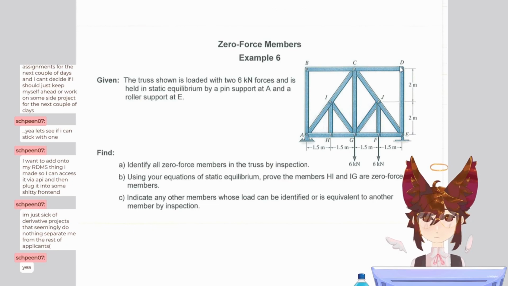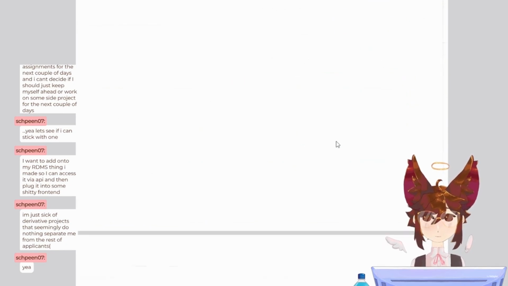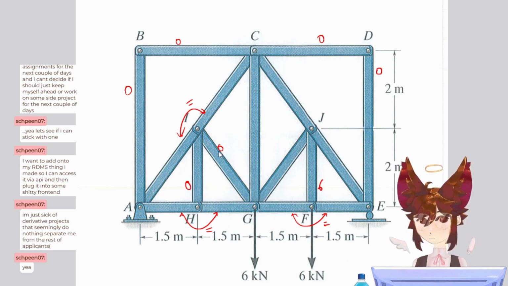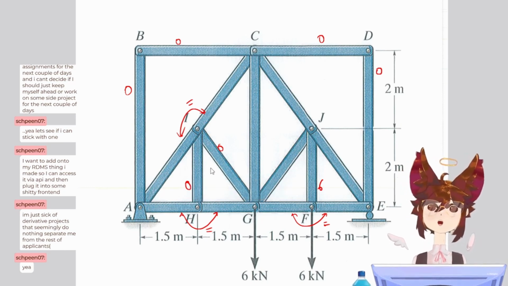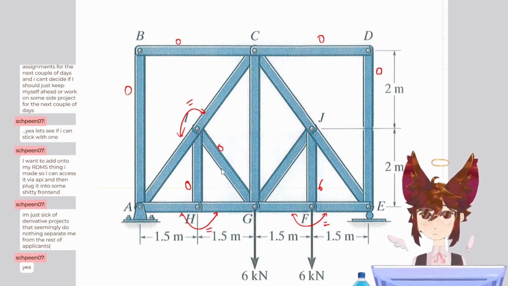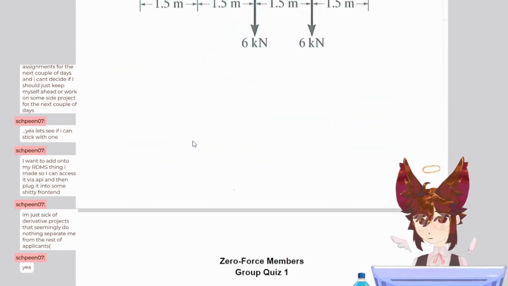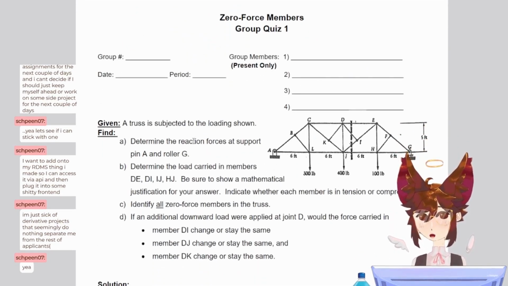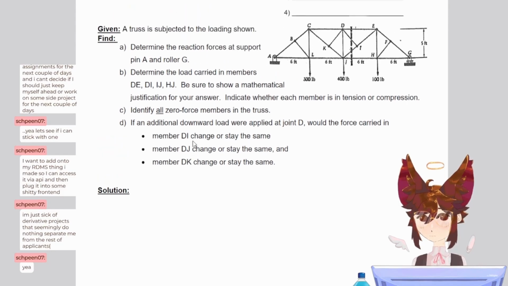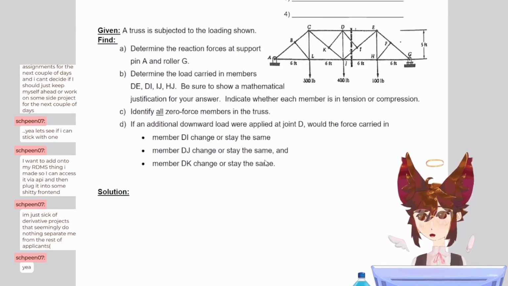So 1, 2, 3, 4, 5. 1, 2, 3, 4. What the? It's this one. Oh, that's so sneaky, because this one goes out of the picture and then this one has... Oh, that's so sneaky.